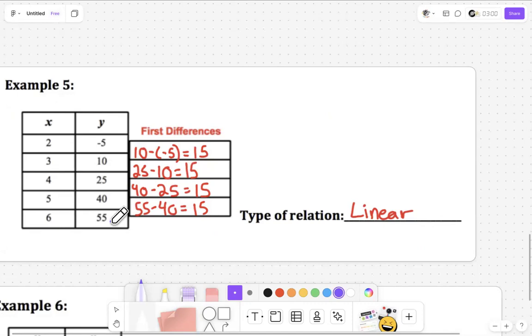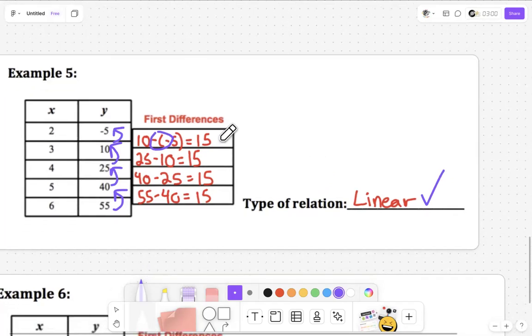Example 5, again, we start from the bottom and subtract the value before it. 55 minus 40, 40 minus 25, 25 minus 10, 10 minus negative 5. Be very careful of the double negative. 10 minus negative 5 is the same as 10 plus 5. So we have a linear function because all our first differences are the same. 15, 15, 15, and 15.